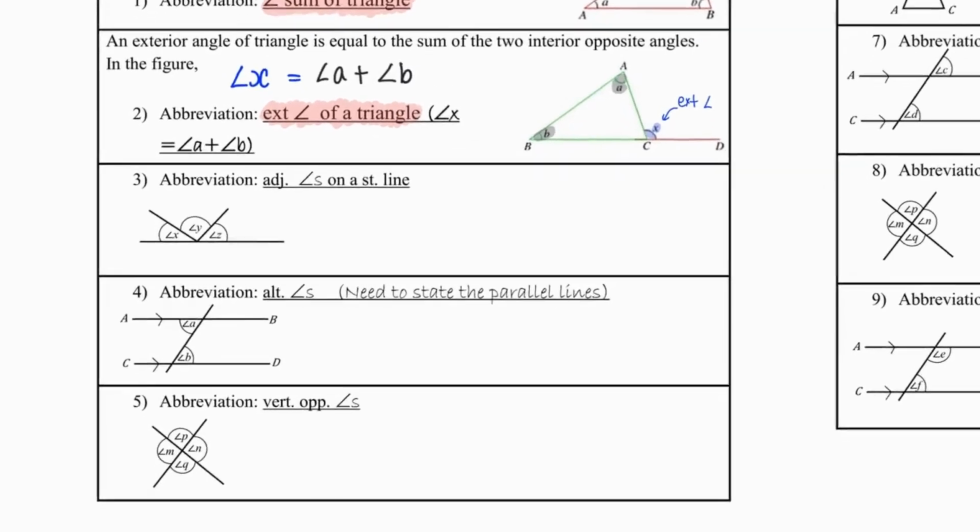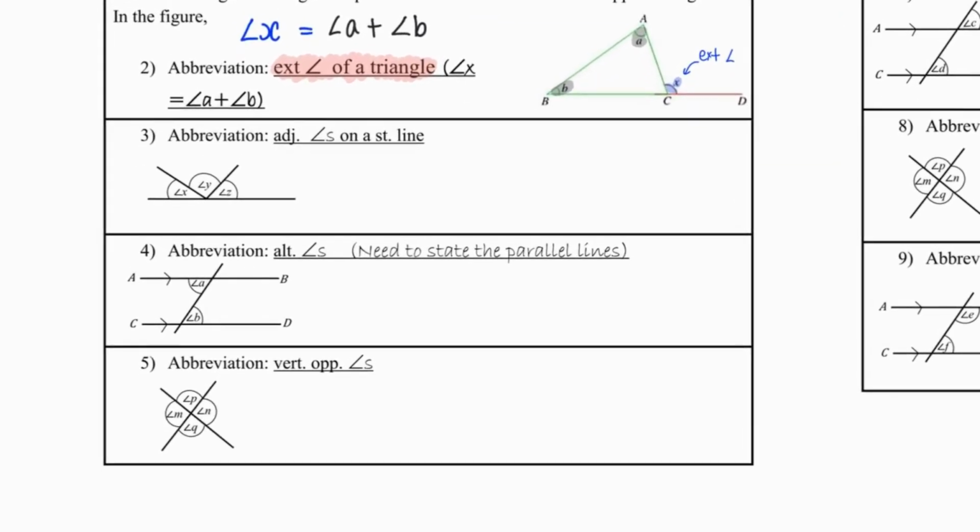This is a quick recap of the abbreviation for all the properties that we have learned so far. Adjacent angles on a straight line simply means angle X plus angle Y plus angle Z is 180 degrees.